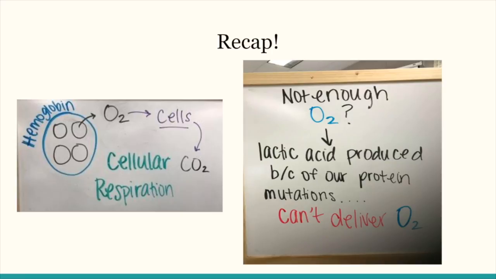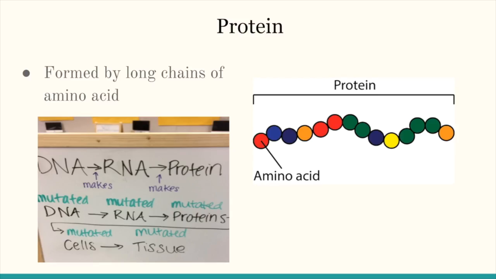Also, you can try to recall during our cellular respiration dance that if you didn't get enough oxygen to your cells via the hemoglobin, you'd be producing lactic acid. And we are going to be going into further protein mutations in this video and how they can relate to lactic acid.